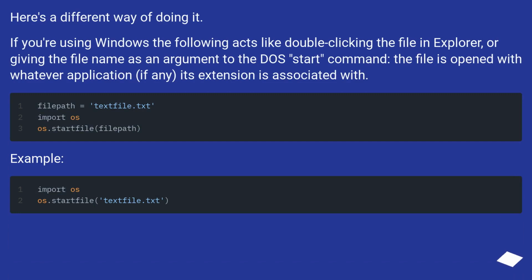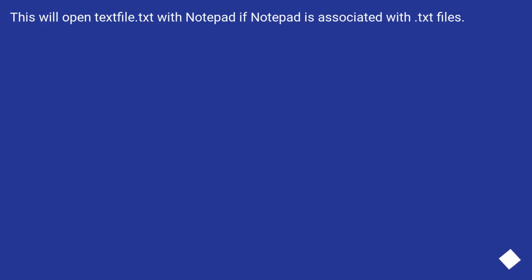Here's a different way of doing it. If you're using Windows, the following acts like double-clicking the file in Explorer, or giving the file name as an argument to the start command. The file is opened with whatever application, if any, its extension is associated with. Example. This will open text file.txt with Notepad if Notepad is associated with text files.